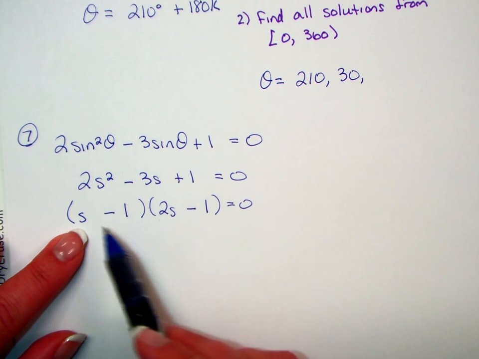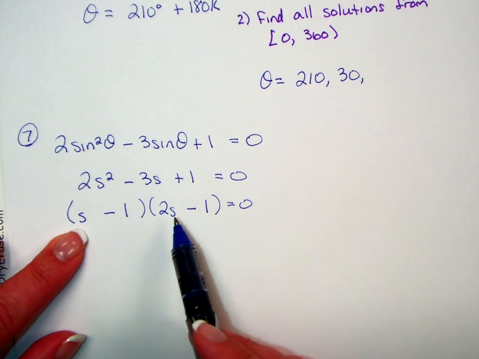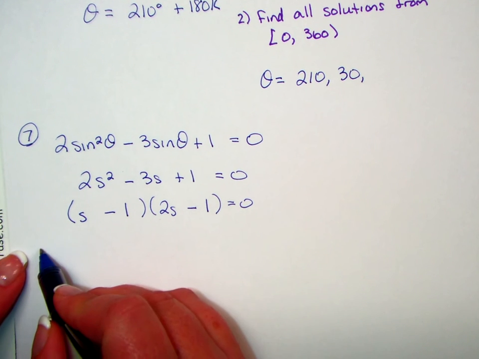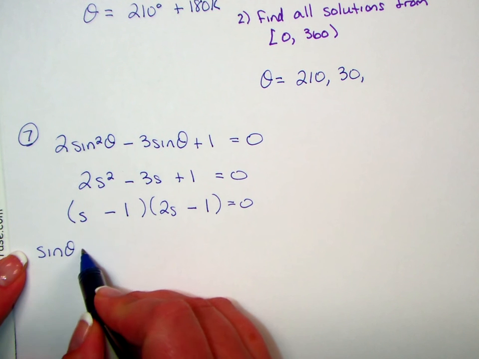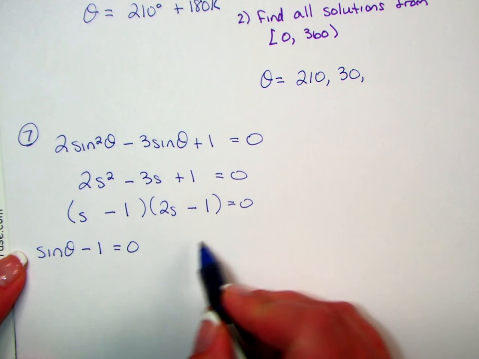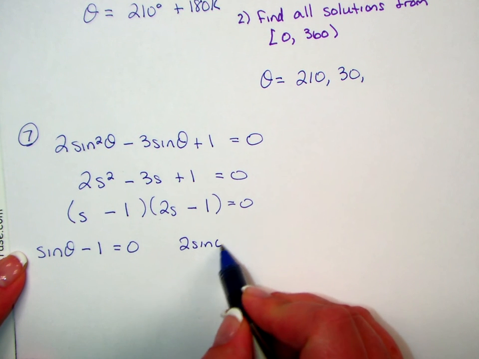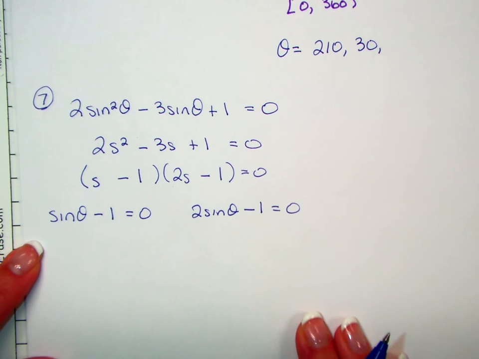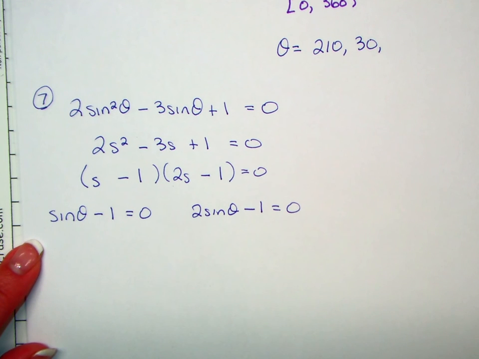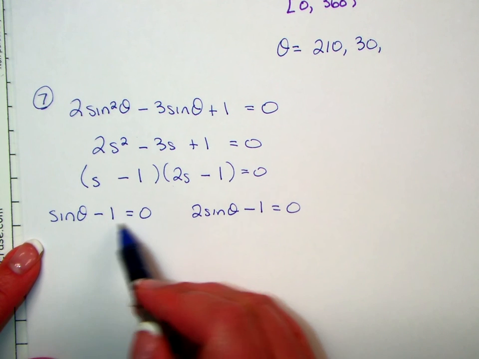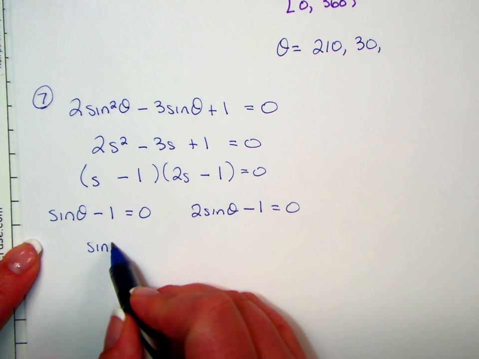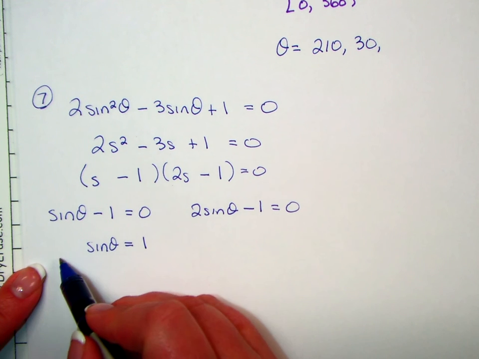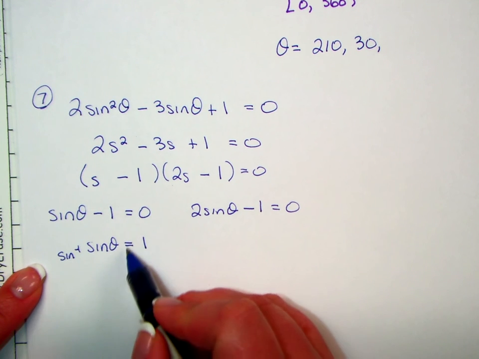To solve this, once I have it factored, I'm going to set each factor equal to 0. So instead of s, I'm going to do sine theta minus 1 equals 0, and 2 sine theta minus 1 equals 0. I'm going to solve both of these, first for sine theta and then for theta. So if I add 1, I'm going to get sine theta equals 1. And so then I'm going to take sine inverse of both sides.